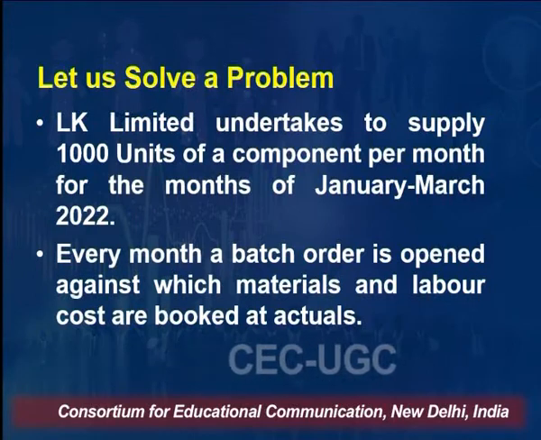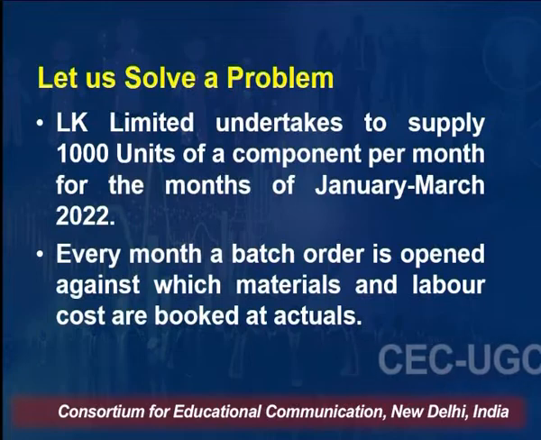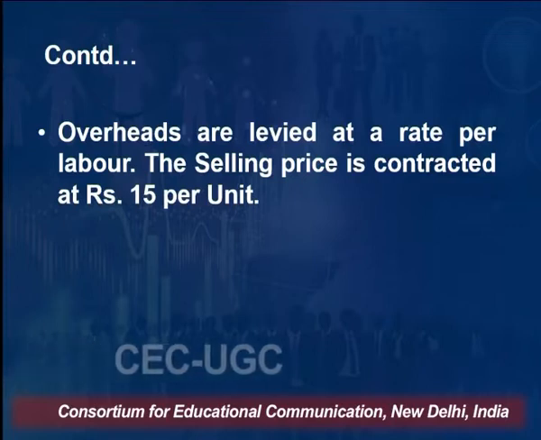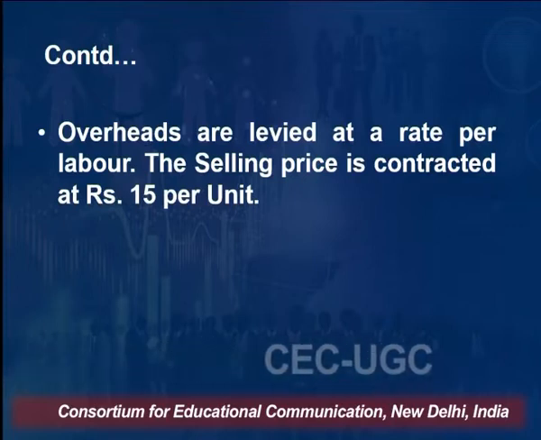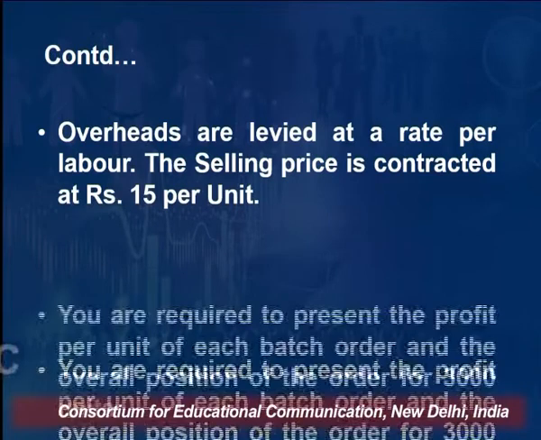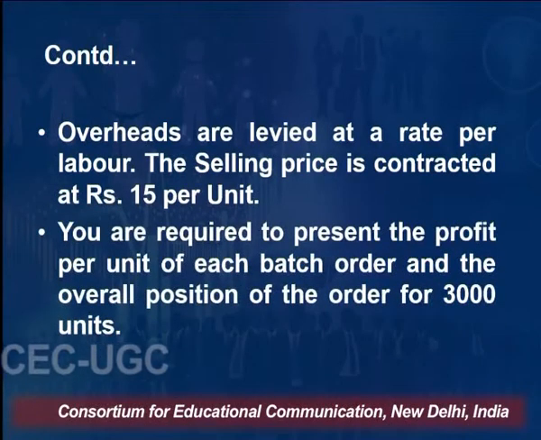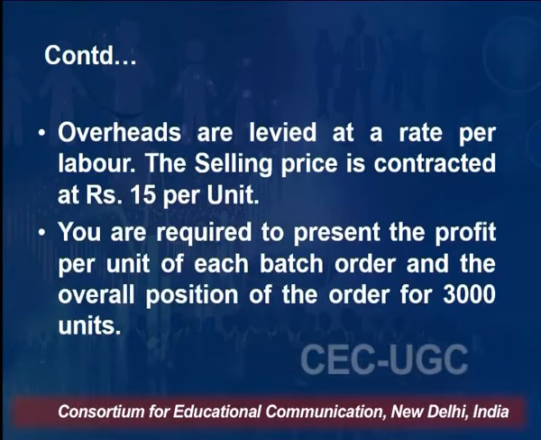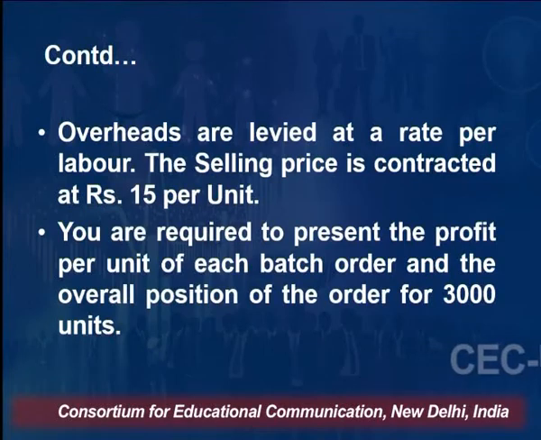So whatever is the actual consumption of material and labor, that is what you are booking, and overheads are levied at a rate per labor hour. The selling price is contracted. This is a part of their contract that the selling price shall be rupees 15 per unit. And this problem is asking us to present the profit per unit of each batch order and the overall position of the order for 3000 units.